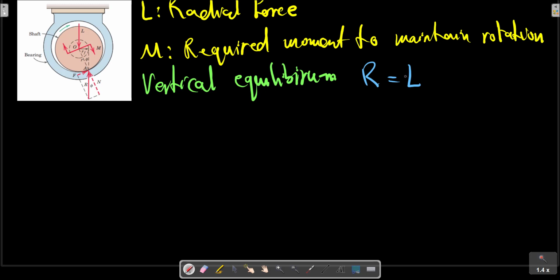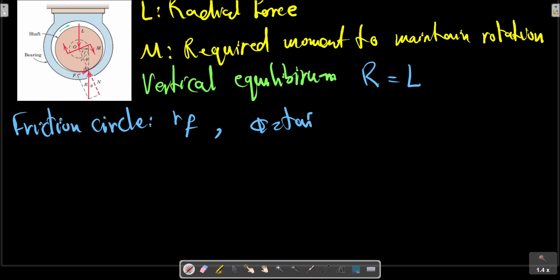R will be tangent to a small circle of radius Rj called the friction circle. The angle between R and its normal component N is the friction angle. It is tangent inverse mu, or the friction radius.